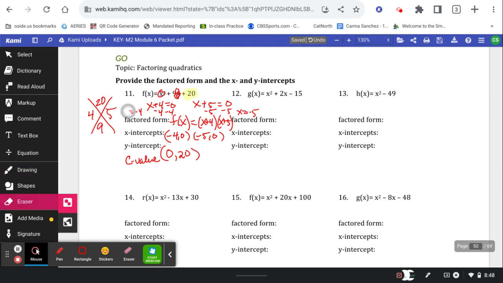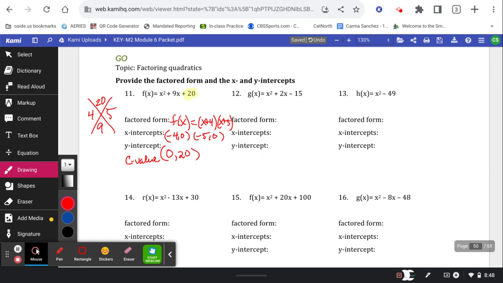Okay, so now we should be able to speed this up a little bit with less work, because you guys are going to start to notice these patterns and be able to get these answers a little bit more quickly. So for example, on this next one, what times what makes 15 and then subtracts to give us positive 2? Are you thinking of 3 and 5? And which one's going to get the negative? You're right. 5 times negative 3 gives me negative 15, but 5 minus 3 gives me 2.